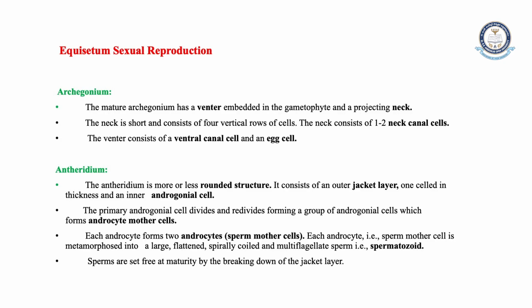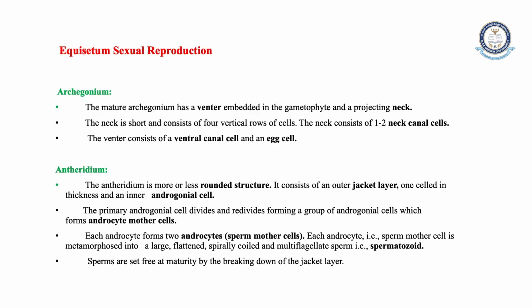The mature archegonium contains the venter in the gametic phase, and it contains the neck. The neck is divided into neck canal cells, and the venter has a venter canal cell and the egg cell. So the archegonium has venter canal cells, neck canal cells, and cover cells. Between the venter canal cells we see the egg cell, which means it is a female reproductive organ. These are produced in gametophytes.